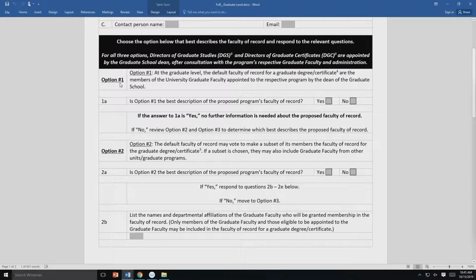Like the undergraduate version of the form, option 1 is the default option, and up here is the description of the default faculty of record. If the answer is yes, you're done with the form and you move on. If the answer is no, then you're going to want to look at option 2 and see if option 2 is what you're looking for. And option 2 is the subset.